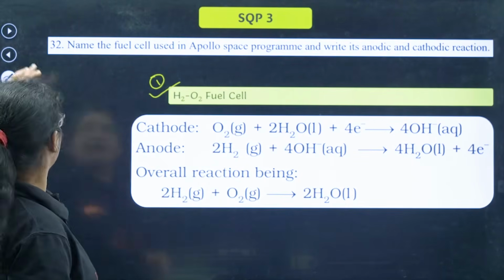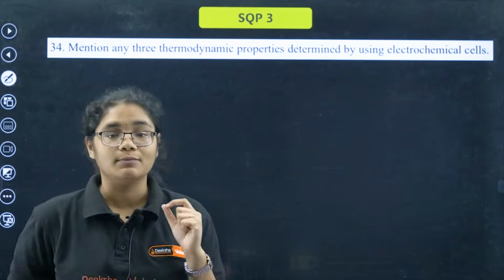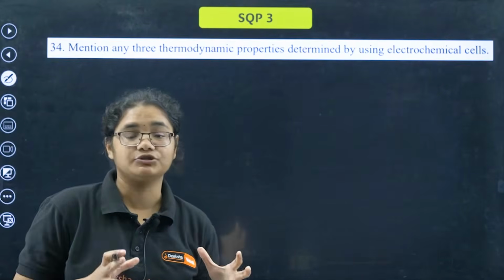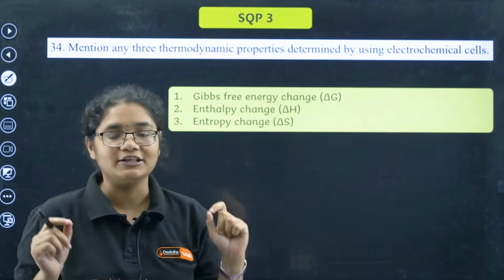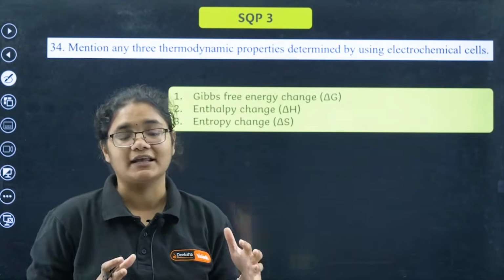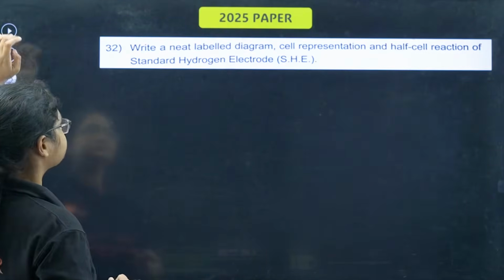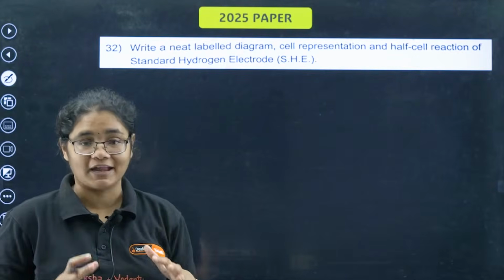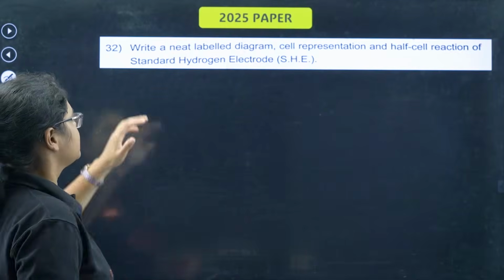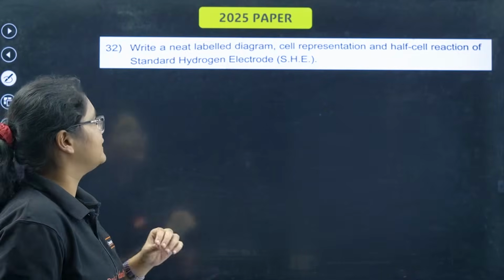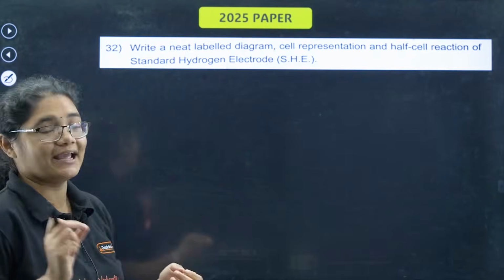Okay, next we have sample question paper 3. Next question, mention any 3 thermodynamic properties that can be measured using the electrochemical cells. So you have delta G, delta H and delta S are the properties that can be measured using the electrochemical cells. We'll move to now the 2025 actual paper that was conducted in the exam and some questions from there. So in the theoretical part question, write a neat labeled diagram, cell representation and the half cell reaction for SHE.